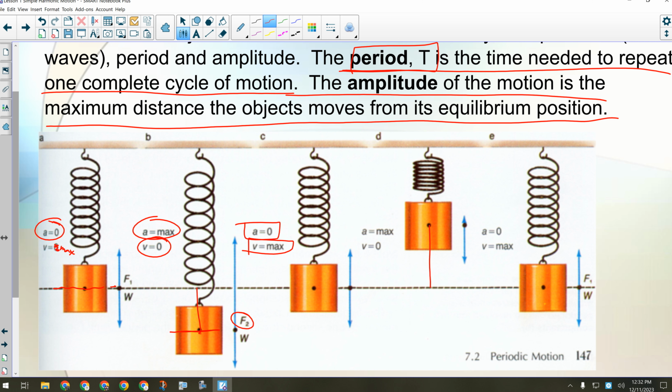Okay? So, as we move up from equilibrium, once again, our acceleration and force increase, our speed decreases, because our restoring force is trying to push the object back to equilibrium. Okay, when we get back to equilibrium, we're back at our maximum speed with no force and no acceleration. So we could watch the force go up and down, up and down, up and down as this thing oscillates.